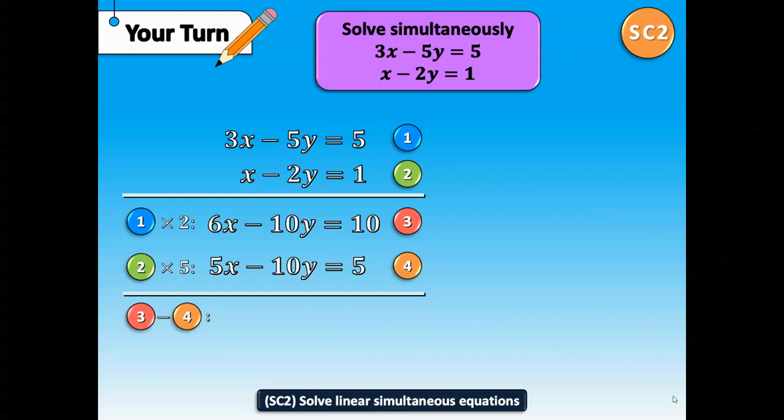So 6x take away 5x is 1x. Minus 10y take away minus 10y is nothing. And 10 take away 5 is 5. So I've worked out that x equals 5.